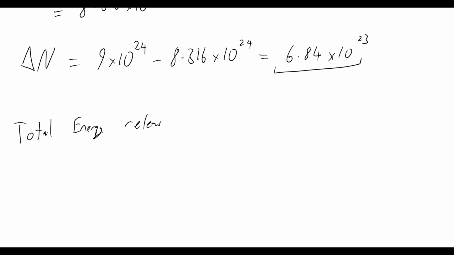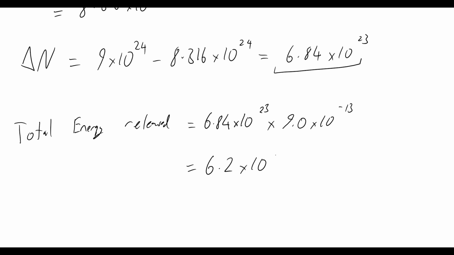So now we can say that the total energy released is going to be given by 6.84 times 10 to the positive 23 times our answer from part A, which was 9.0 times 10 to the negative 13. And that ends up giving us a final answer of 6.2 times 10 to the 11 joules. And there we go. So that is our final answer for the 2021 HSC Physics paper.